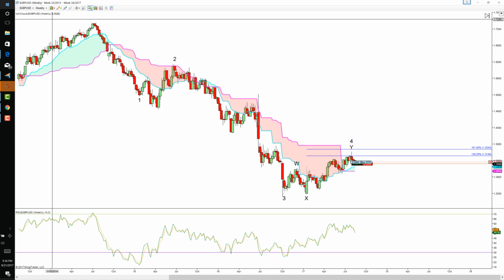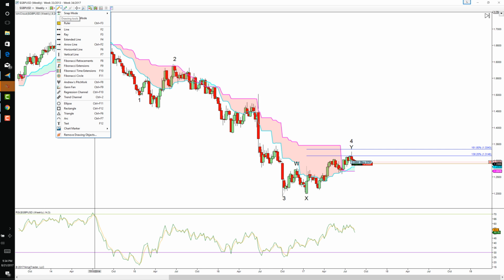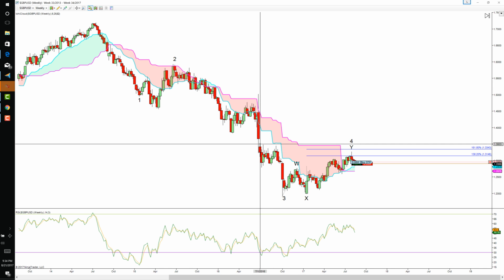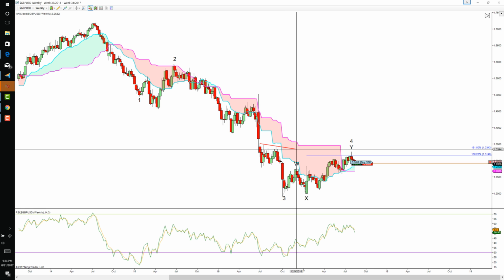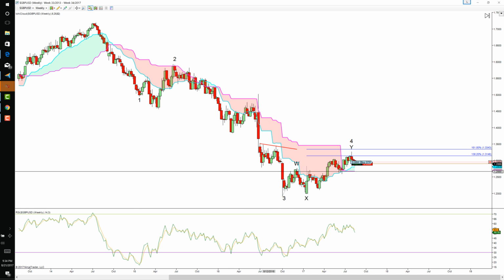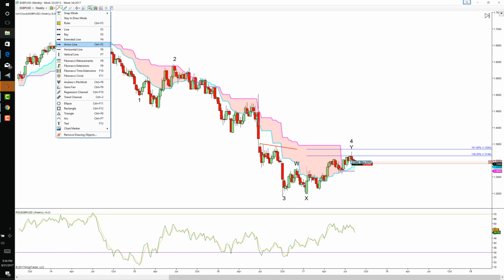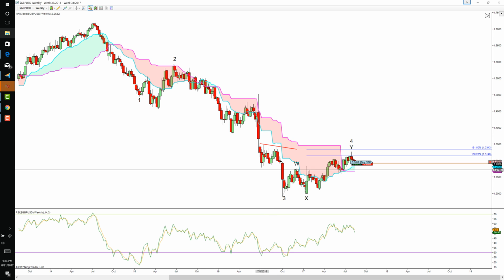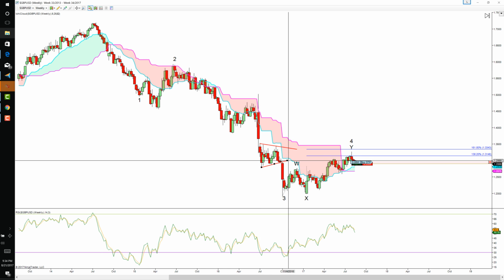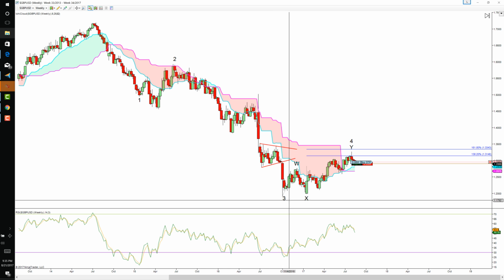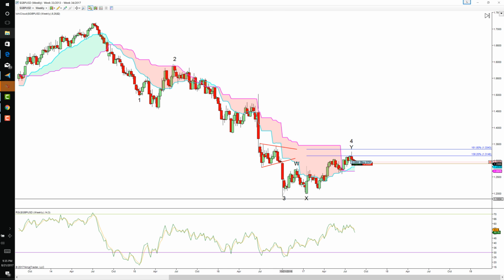So if you took the line, you can see it going like that, and then here. As you can see there, that was a triangle 4. This is the end of wave 5 of 3.